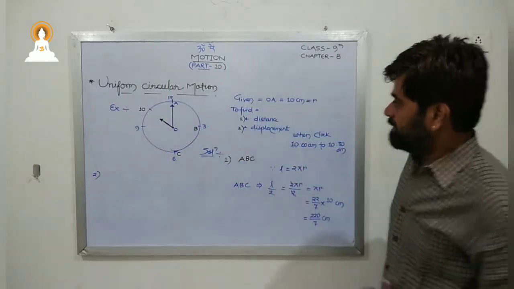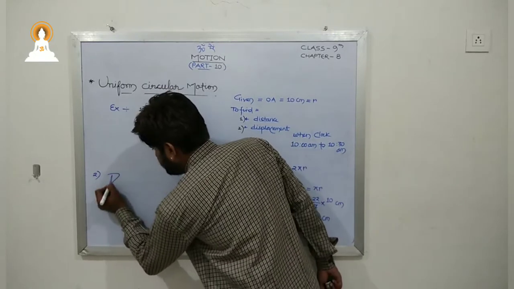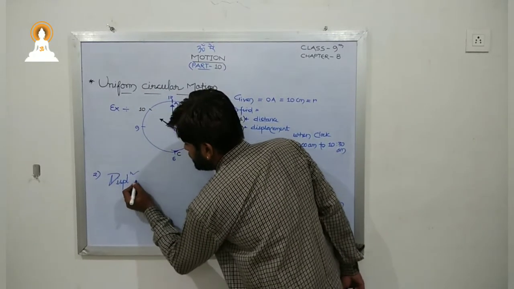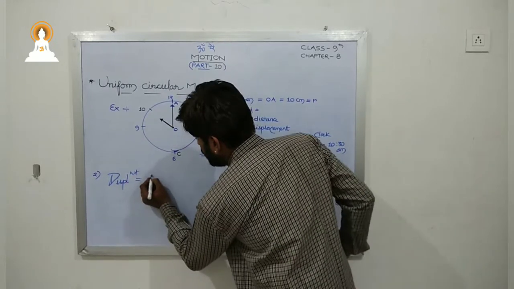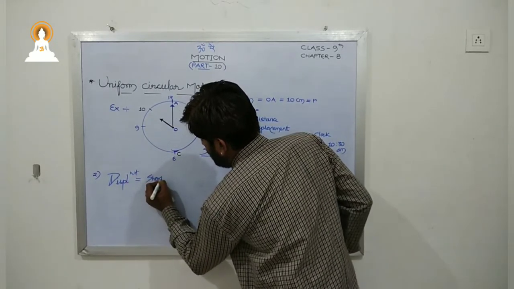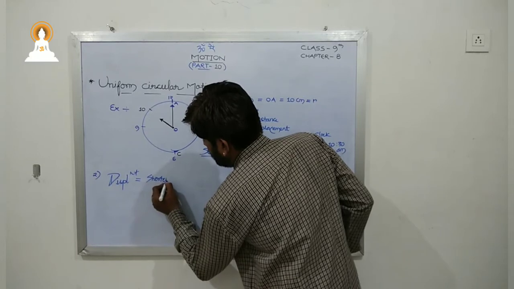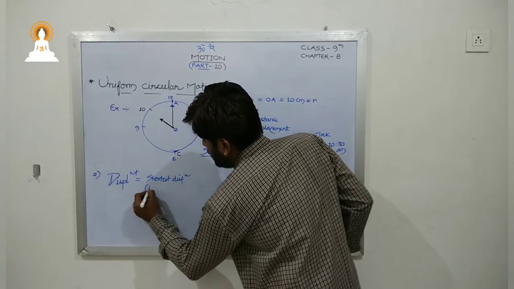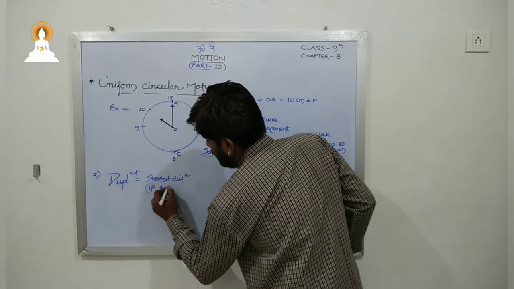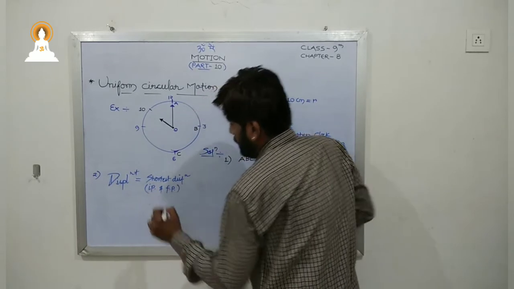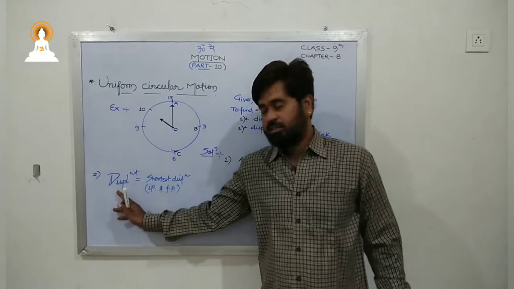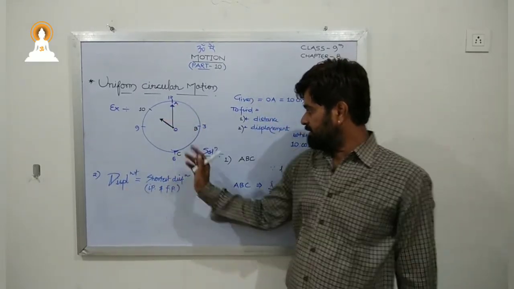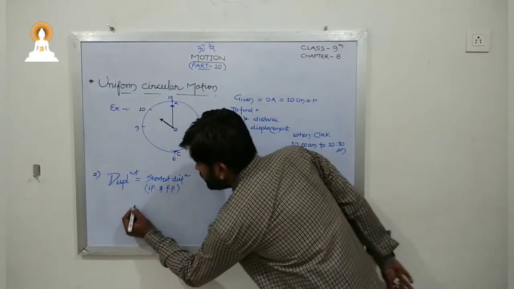Now we know displacement is nothing but the shortest distance between the initial point and the final point. We know the initial point is A, the final point is C. So the shortest distance will be what?